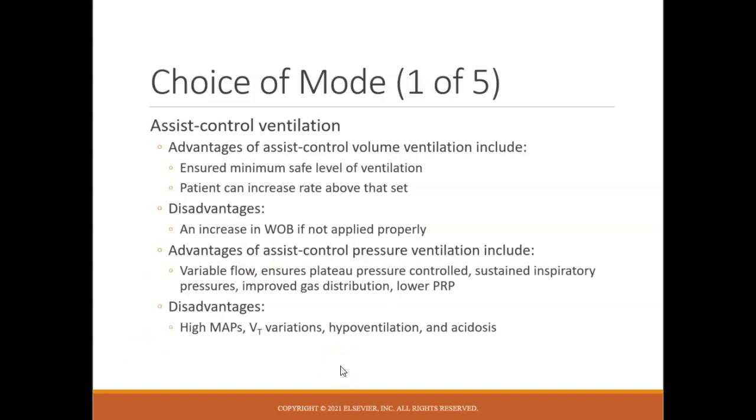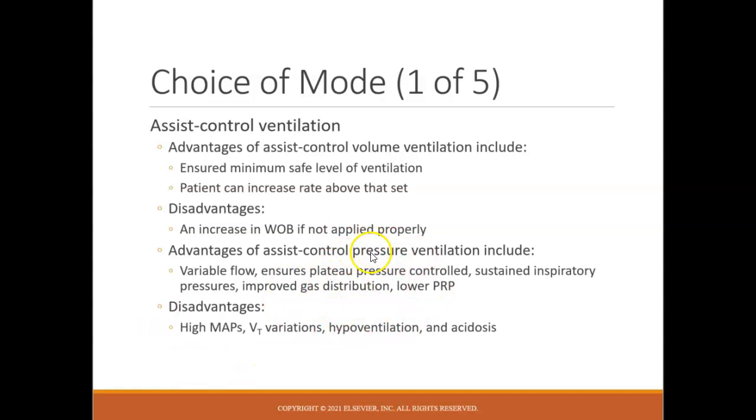Okay, so back to choosing our modes and the advantages and disadvantages of these things. So assist control ventilation, we're talking about assist control. You have two options. You have your volume ventilation up here, your pressure ventilation down here. The advantages of volume ventilation include that it ensures that minimum safe level of ventilation. Patients can increase their rate above the set. Disadvantages, though, is if you're not careful and the patient is dyssynchronous, this is very susceptible to flow dyssynchronies. The patient can have a lot of increased work of breathing.